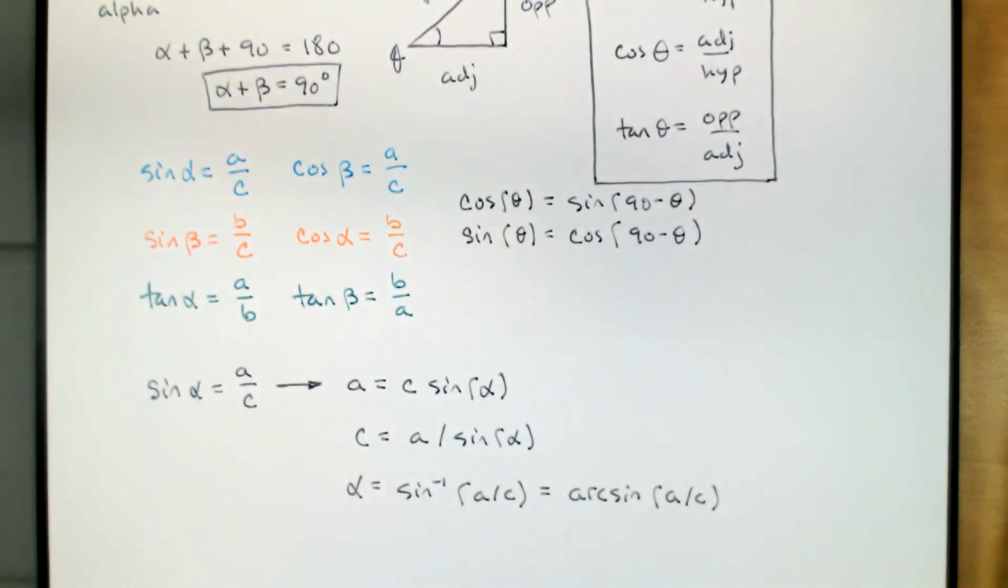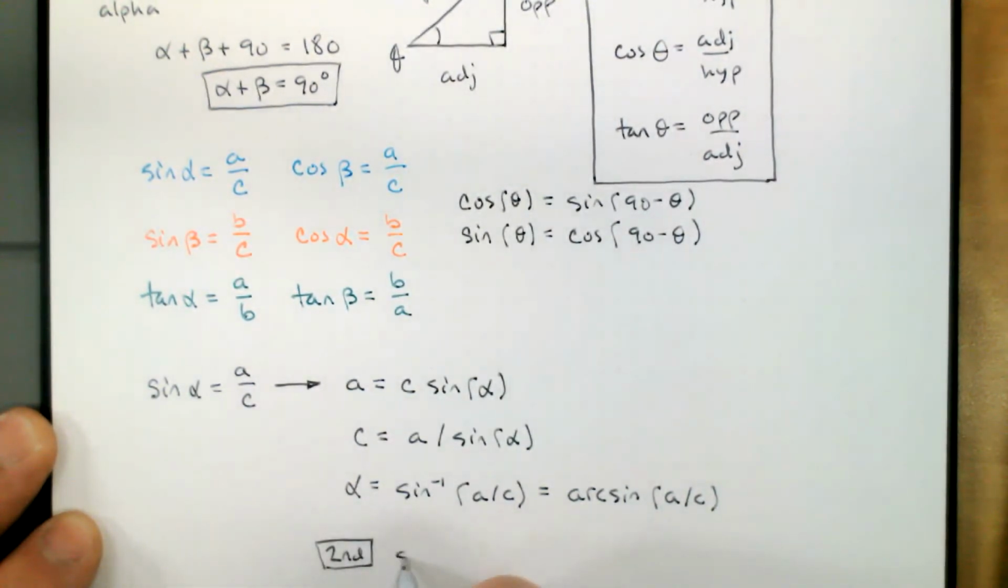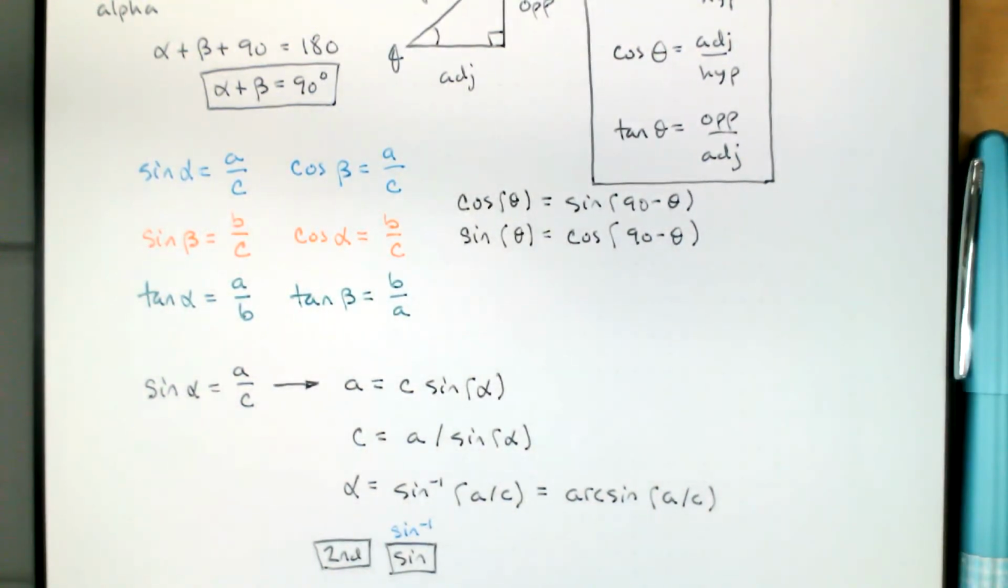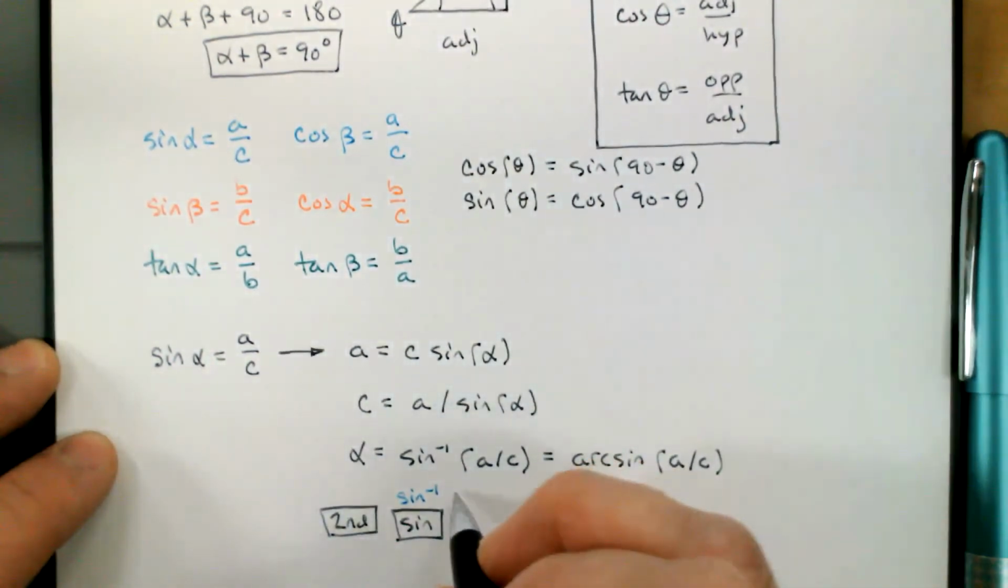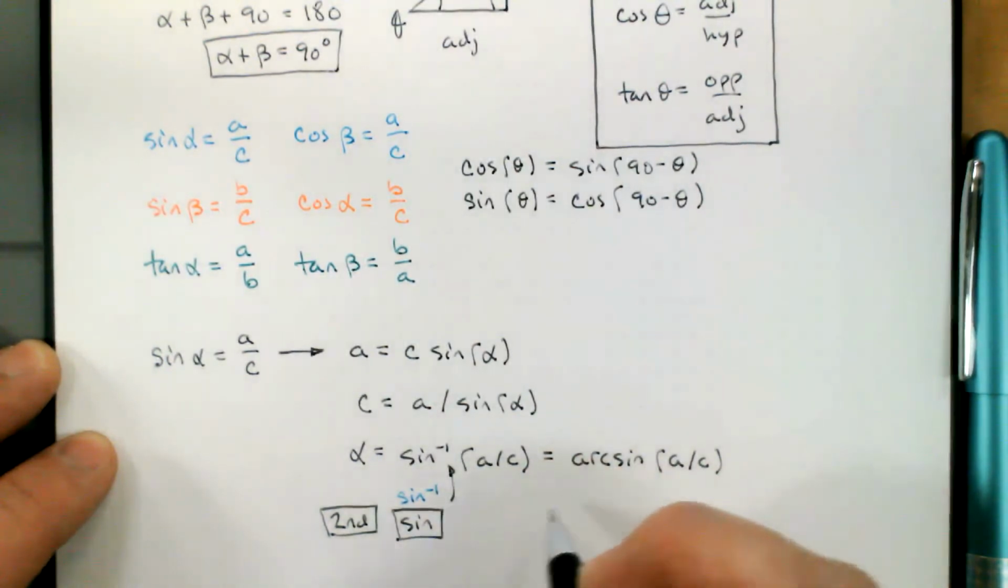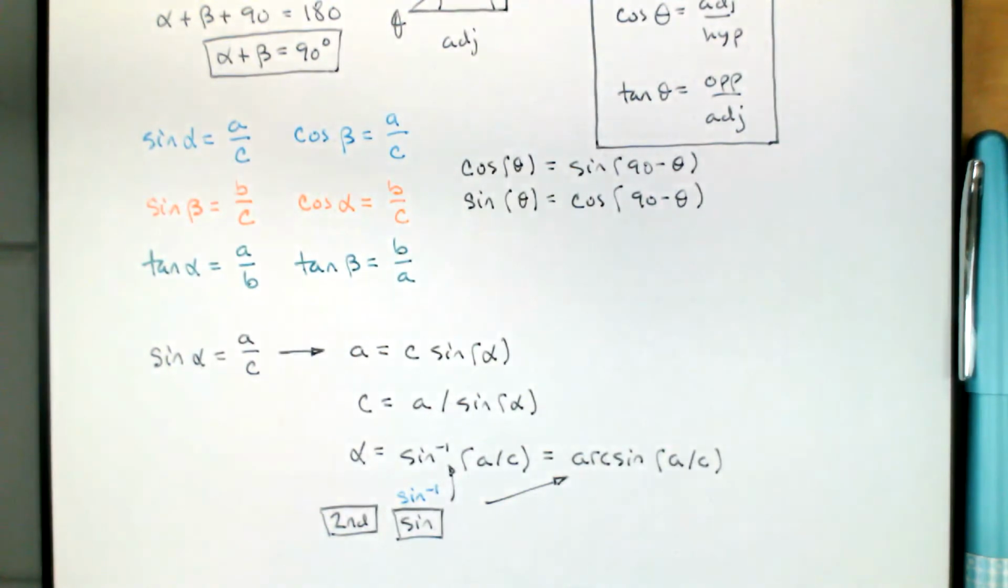To get sine inverse on your calculator, you just press second and then the sine button. That's how you get the sine inverse key, or also arc sine. Arc sine is just another word for sine inverse.